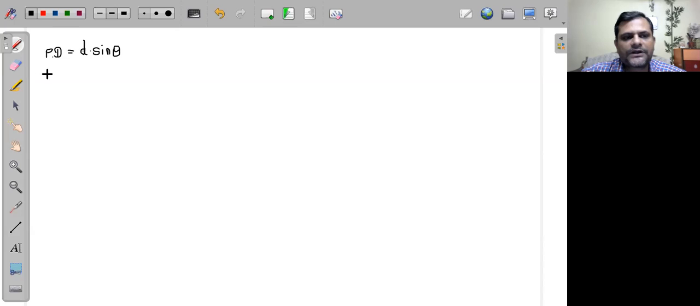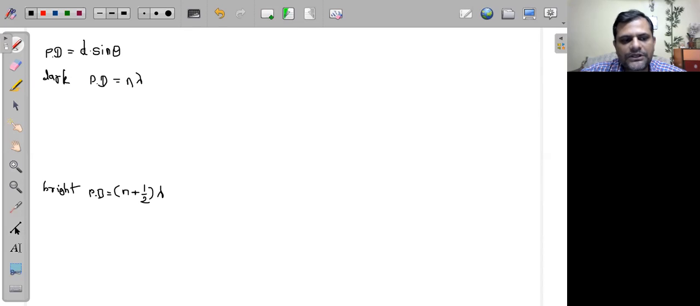So if we find out for the dark point, the condition we get is that the path difference must be equal to n lambda, and for bright, that is maxima, the condition we get is that the path difference must be equal to (n plus half) into lambda. Okay, so this is what we get.